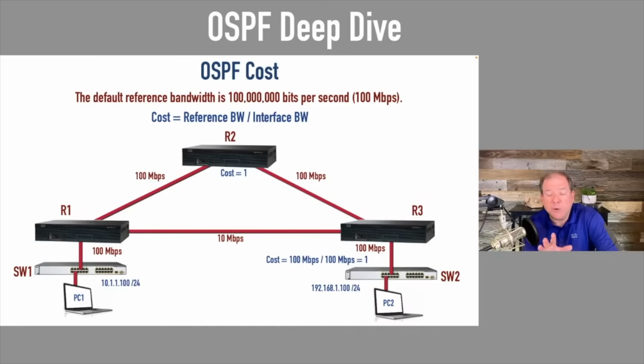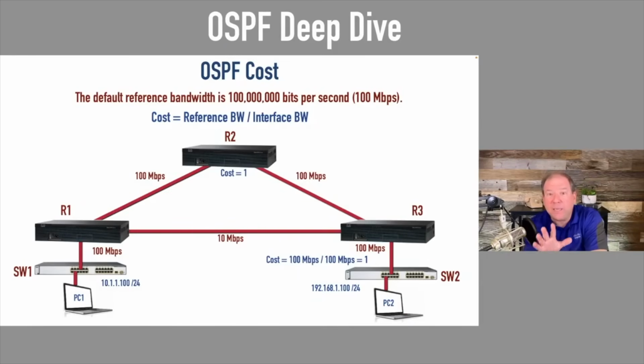So if I've got a 100 meg link like I have between R1 and R2, the cost is 100 is my reference bandwidth divided by 100. That's my link speed. 100 divided by 100, that's 1. I got a cost of 1. Okay, let's go through this. I've got a 10 meg link down at the bottom. You see between R1 and R3, what would its cost be? Well, that's the reference bandwidth of 100 meg divided by the link speed of 10 meg. 100 divided by 10, that'd have a cost of 10.